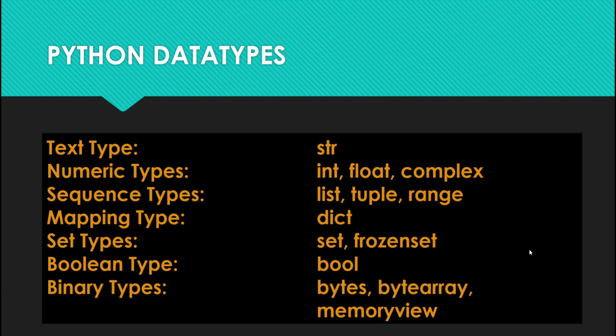We have set types, which is set and frozenset. We have boolean type, which is bool or boolean. And we have binary type, which is bytes, bytearray, and memoryview. So these are the common 7 data types that we have in Python.